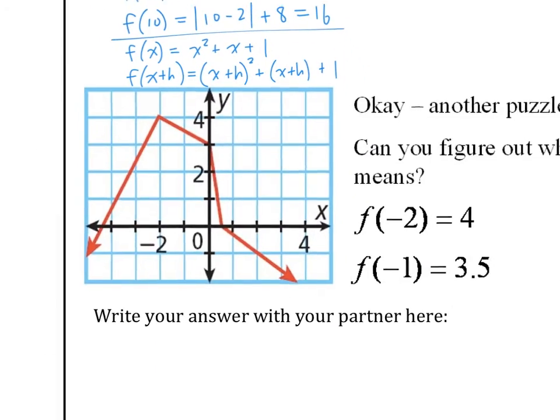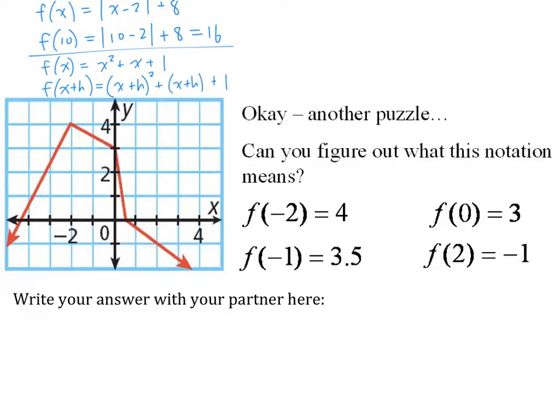This is a puzzle you and your partner have to solve together. So look at that graph and look at that notation. Can you and your partner figure out what is going on? Okay, write down what you think. Just what's going on, how does the graph relate to those notations? And then write your answer below.